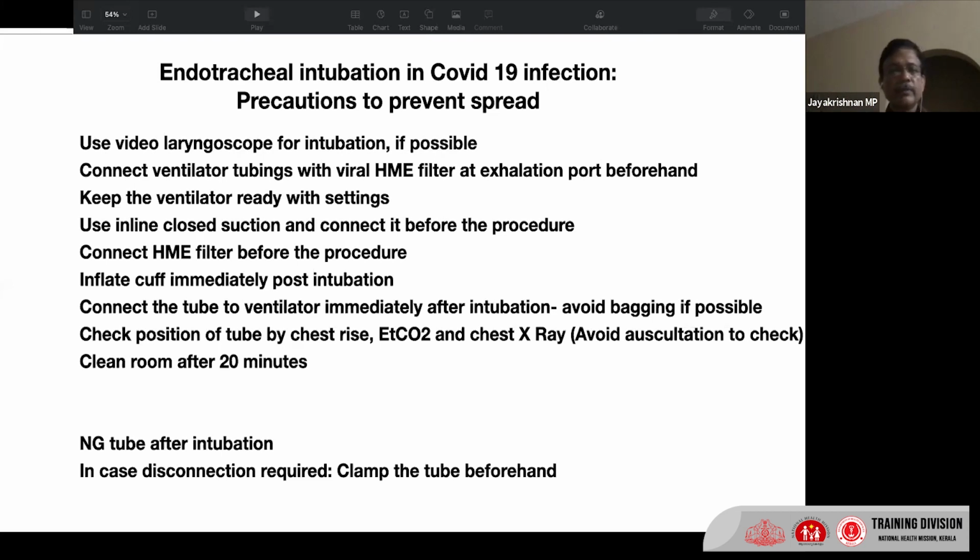And before you actually intubate the child, it's better that you keep the ventilator with all the settings ready. Because once you intubate, again there is a risk of aerosol generation. So immediately after intubation you need to connect the child to the ventilator. So everything has to be kept ready.